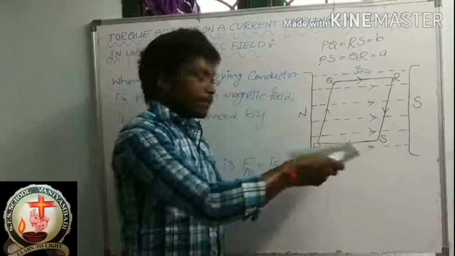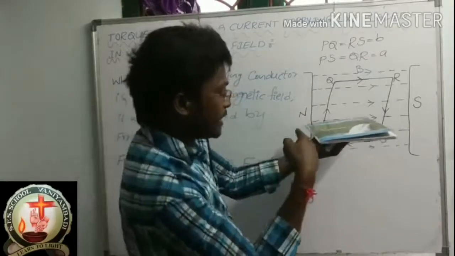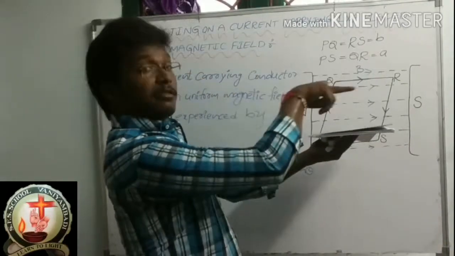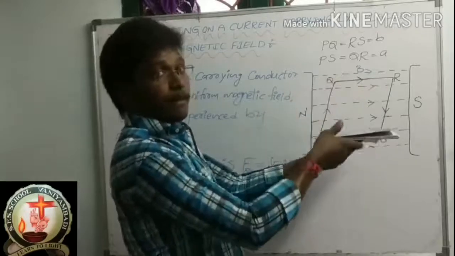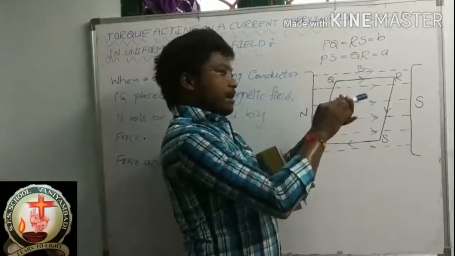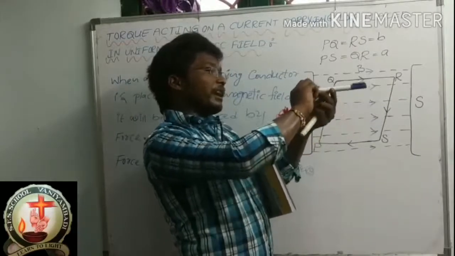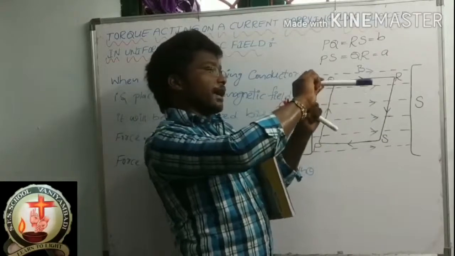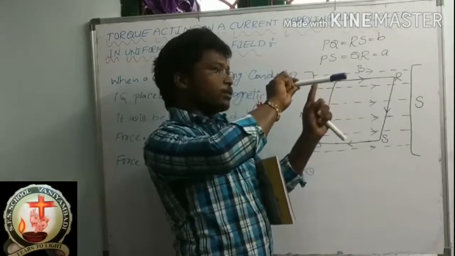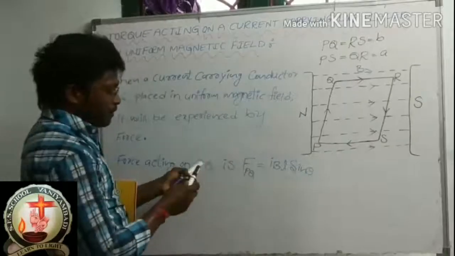What is the current direction? P to Q. So direction of current is inside, and magnetic field direction is it is moving front side. So what is the direction? Magnetic field direction is this direction, and current direction is it is going inside. So what is the angle between magnetic field B and current? 90, perpendicular, right? It is going this side, it is going this side. So what is the angle between B and I? 90. So please observe here.